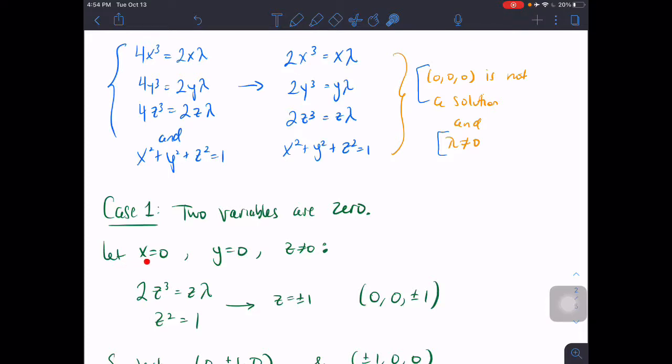Let's say it's the case where x and y are both 0, but z is not 0. Okay? If x and y are both 0, then these equations vanish because it's just 0 equals 0, 0 equals 0. And we're left with this equation. But if x and y are 0, these also vanish. And so we're just left with these two equations. And the third one just becomes z squared equals 1. And this will immediately tell us that if we square root both sides, z has to be plus or minus 1.